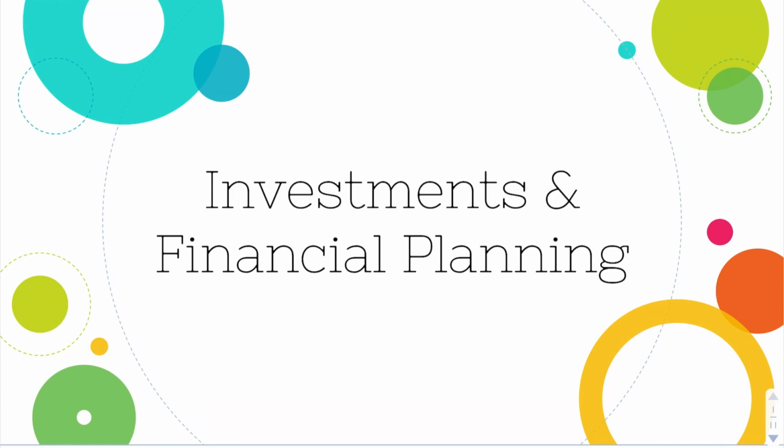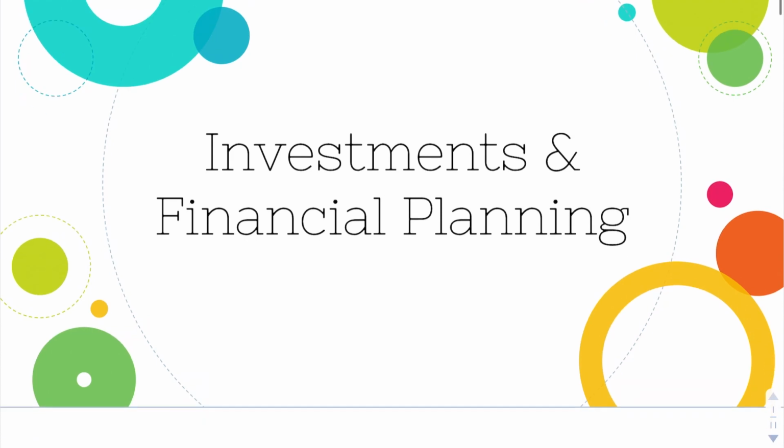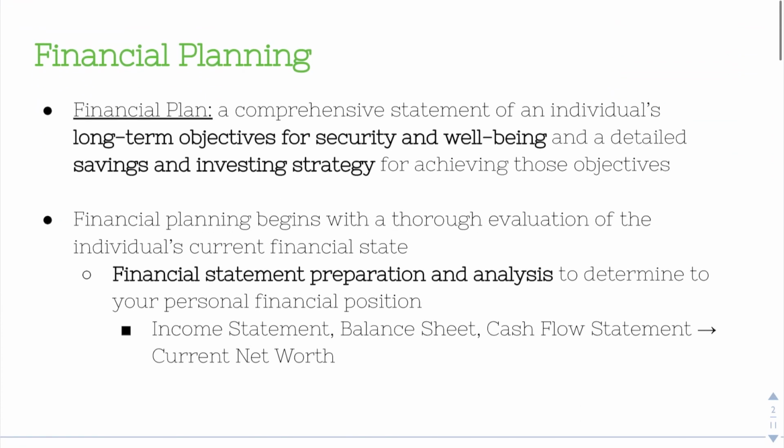Okay, so this is investments and financial planning. A financial plan is a comprehensive statement of an individual's long-term objectives for security and well-being, and a detailed savings and investing strategy for achieving those objectives. So basically it's saying you come up with a goal for what you want financially, and you're going to create a savings plan and an investing plan to help you reach that goal. That's what a financial plan is.